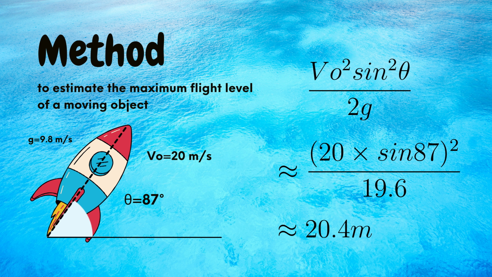Assume that the initial velocity of the rocket is 20 meters per second, and the angle to the ground is 87 degrees. Put the information into the formula. 20 squared times sine squared 87 degrees over 2 times 9.8. Then, we will find out the maximum height in this case is 20.4 meters, correct to 3 significant figures.